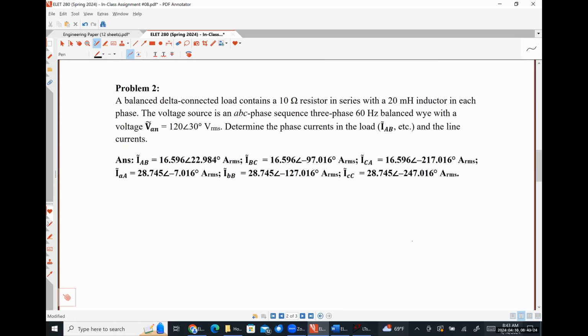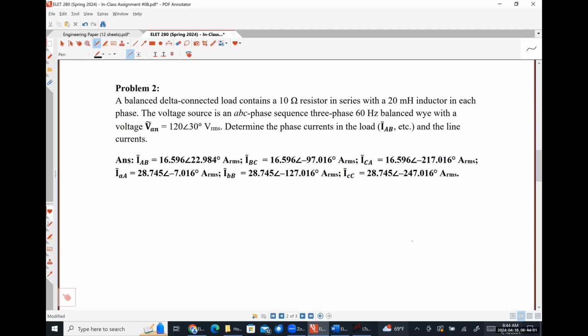So this time we have a balanced delta connected load that contains a 10 ohm resistor in series with a 20 millihenry inductor in each phase. We have a voltage source that is an ABC phase sequence, 3-phase, 60 hertz, balanced Y with a voltage VAN of 120 angle 30. And we're asked to determine the phase currents in the load, as well as our line currents.